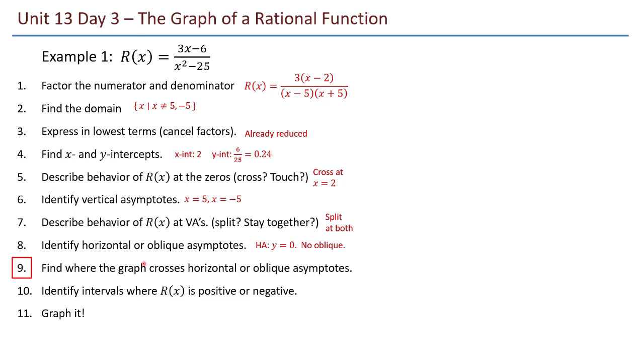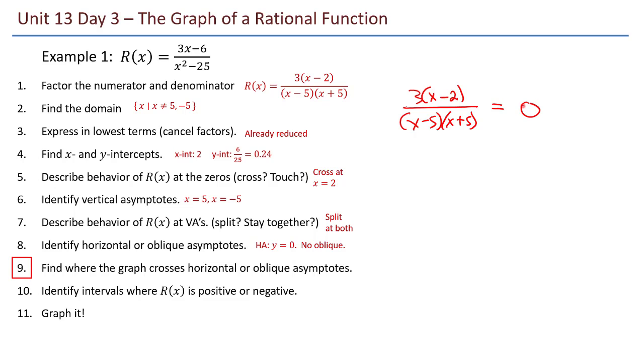The next part is a little bit new. We haven't done this before. It says, find where the graph crosses the horizontal or oblique asymptotes. So to do that, I'm going to set my function equal to the value of the asymptote. So in this case, y equals 0. So I'm just going to say 0 like that.